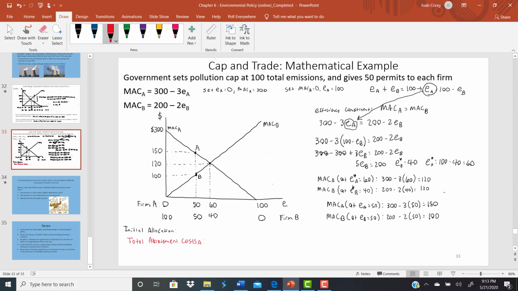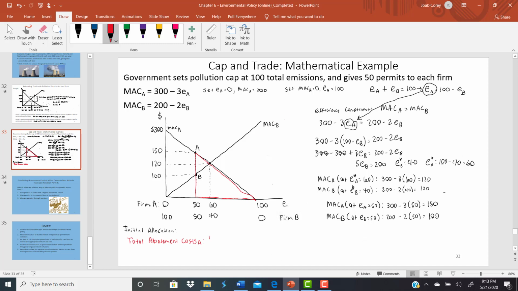So remember that the total abatement cost is the area under the marginal abatement cost curve at the number of emissions. And we're talking about the initial allocation of 50 permits each. For firm A, which started off polluting at 100 and then had to abate down to 50, it's going to look like the area of this triangle here. So those are the total abatement costs for firm A.